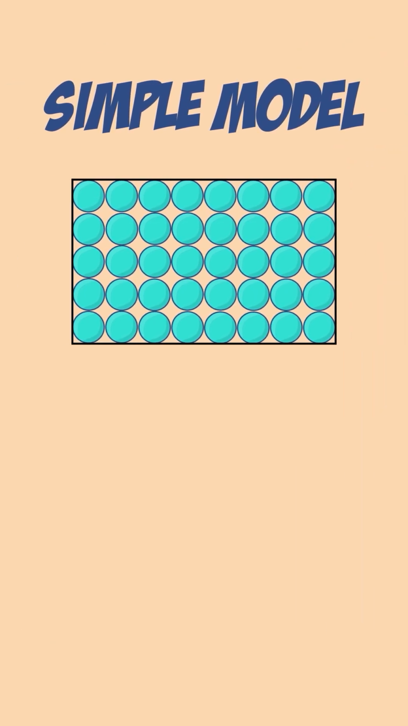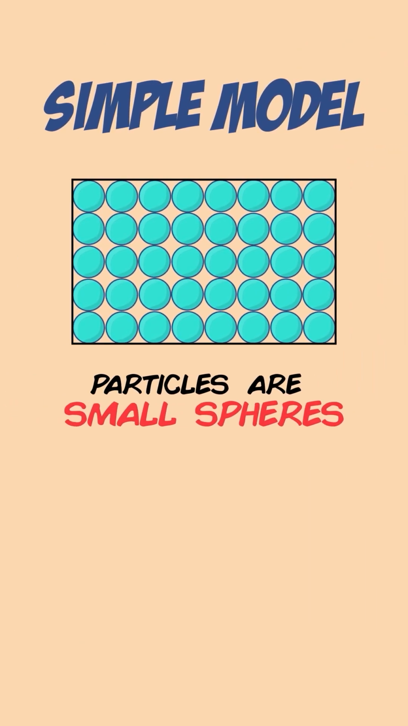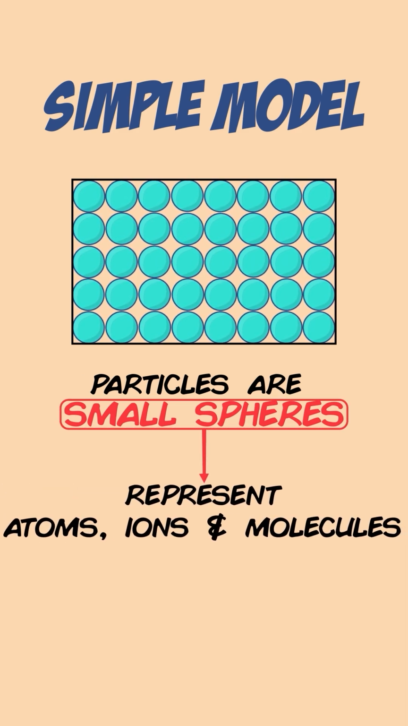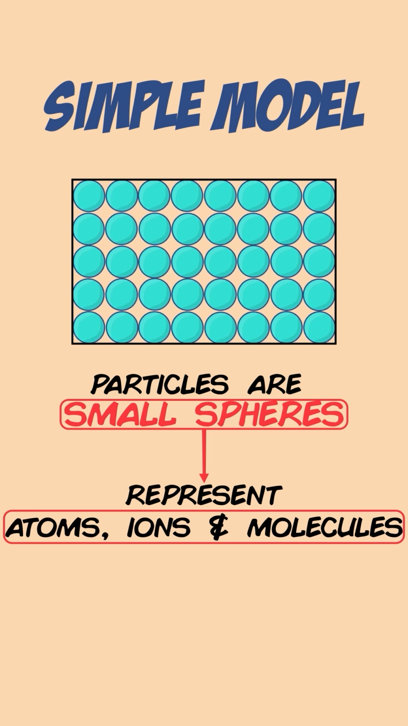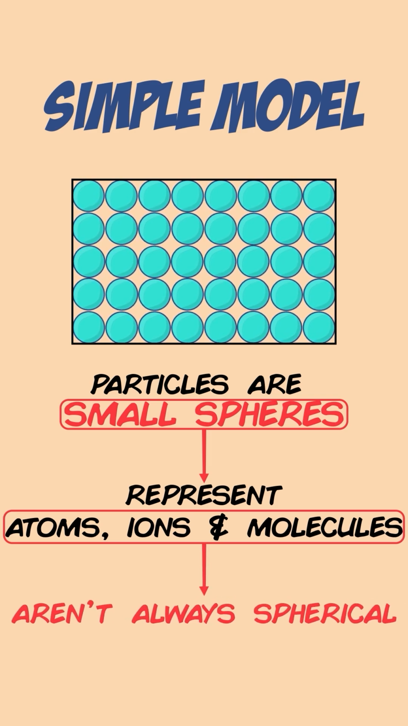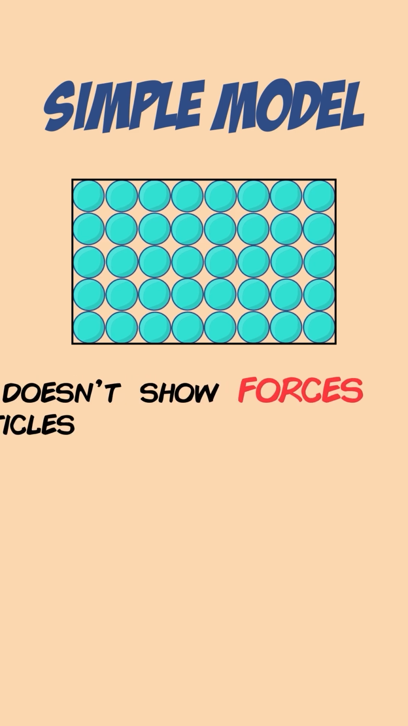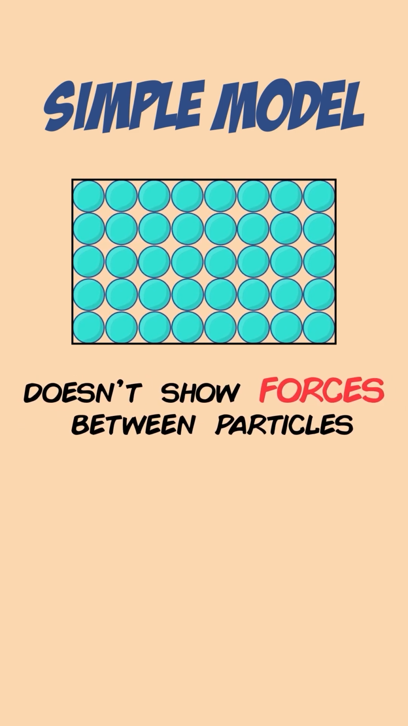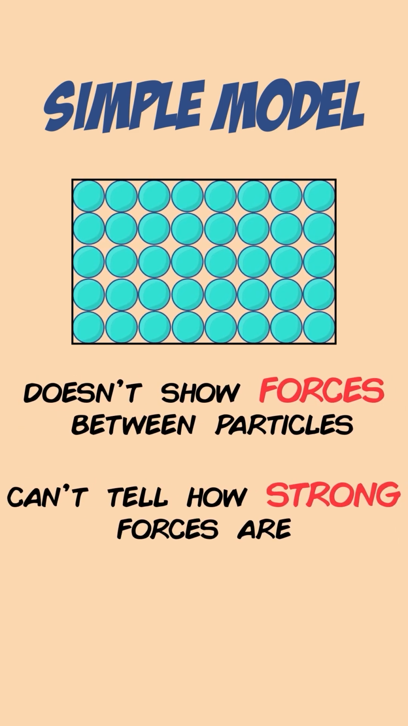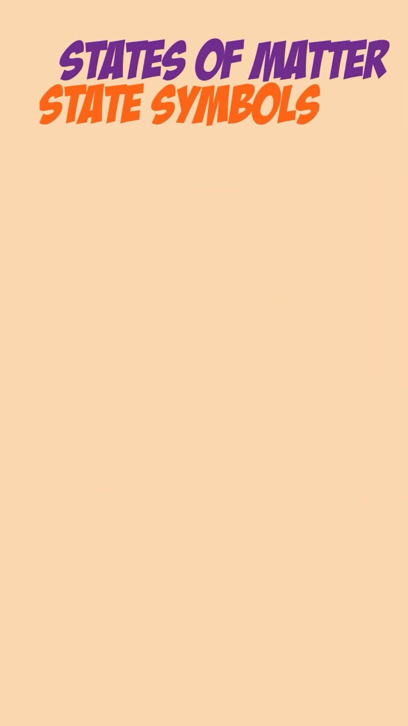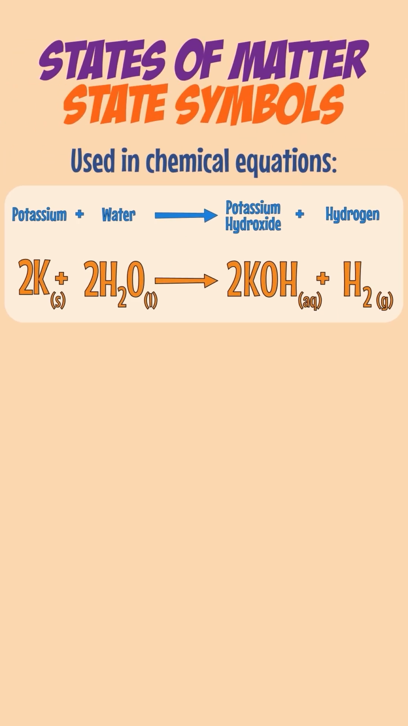Using this simple model of small spheres to describe states of matter is useful, but it does have some inaccuracies. In reality, these particles, which represent atoms, ions, or molecules, aren't always spherically shaped. This simple model also doesn't show the actual forces between the particles, so there's no way of knowing how strong they are.